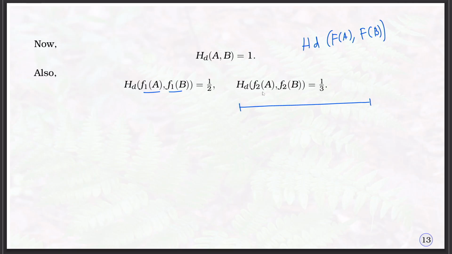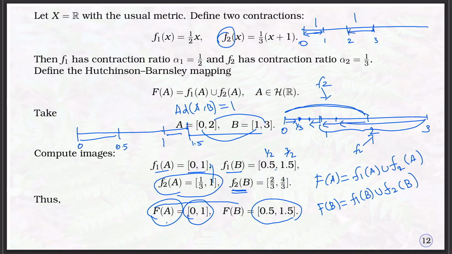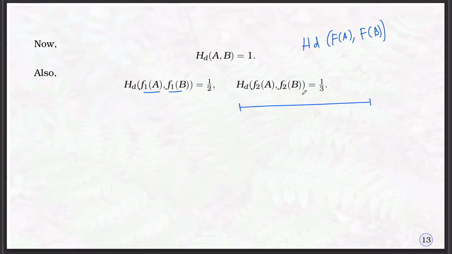Similarly, the Hausdorff metric between f2 of A and f2 of B. Here f2 of A is 1 by 2 to 3 by 2 and f2 of B is 2 by 3 to 4 by 3. We can subtract these two numbers and take the maximum, which is equal to 1 by 3. The Hausdorff distance between these two is 1 by 3.